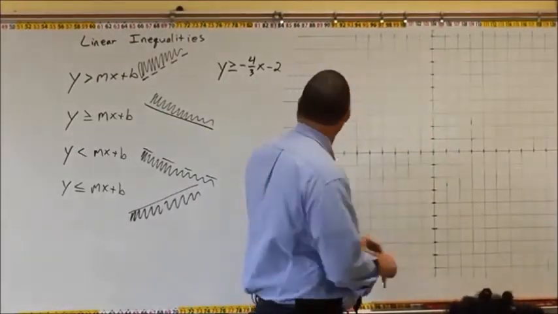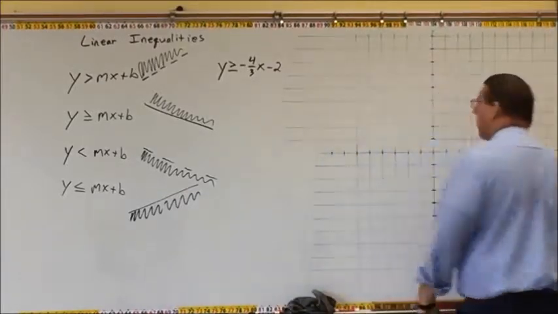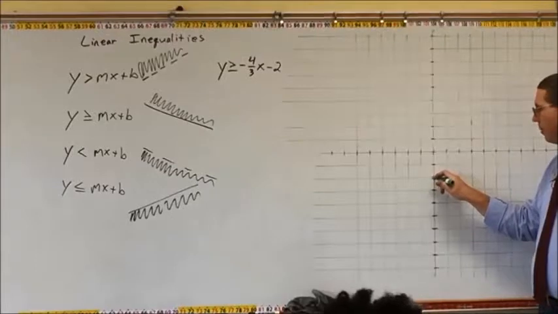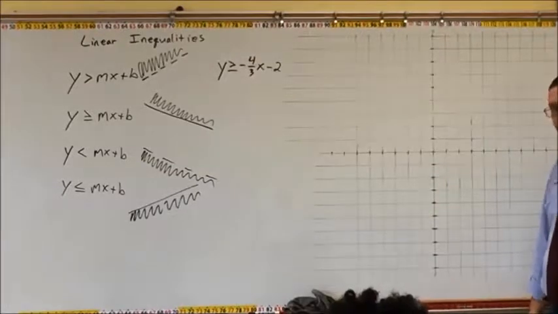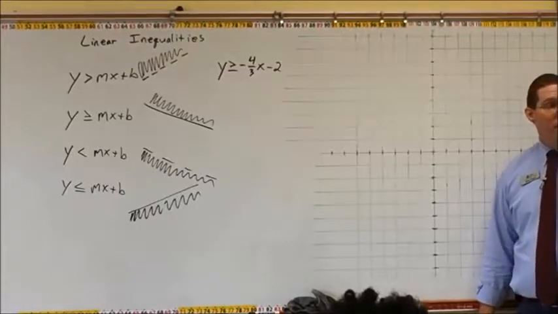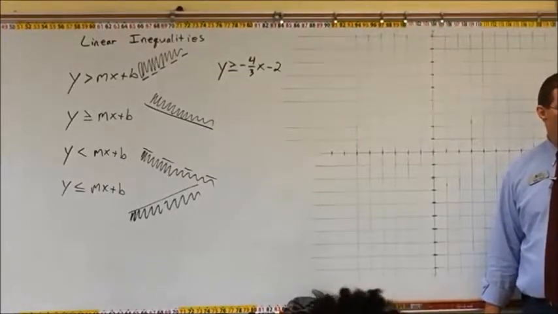So, all right. What's our y-intercept here? What's the y-intercept? -2. So from the origin, I'm going to go down 2, and I'm going to put a dot. What's my slope? -4/3, right? Now, let me explain. Here's a little tip, okay? You may learn something here.